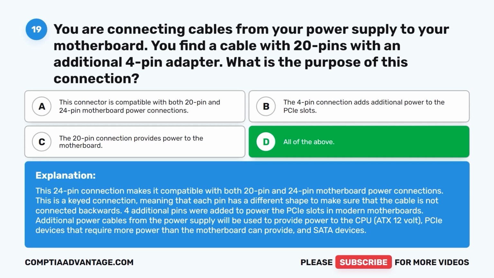This 24-pin connection makes it compatible with both 20-pin and 24-pin motherboard power connections. This is a keyed connection, meaning that each pin has a different shape to make sure that the cable is not connected backwards. 4 additional pins are added to power the PCI slots in modern motherboards. Additional power cables from the power supply will be used to provide power to the CPU, ATX 12-volt, PCIe devices that require more power than the motherboard can provide, and SATA devices.